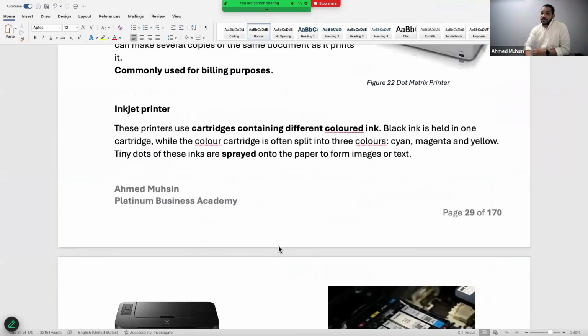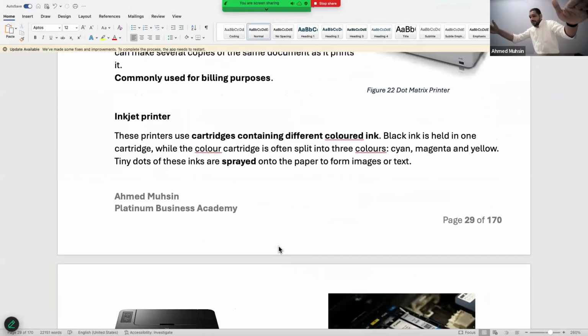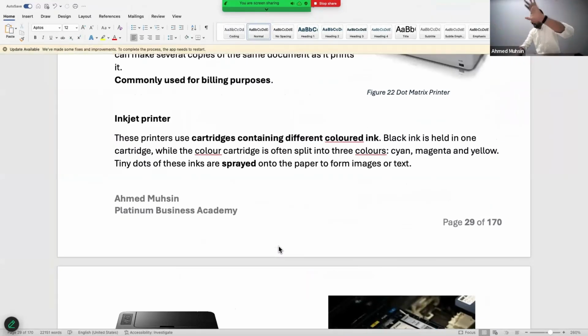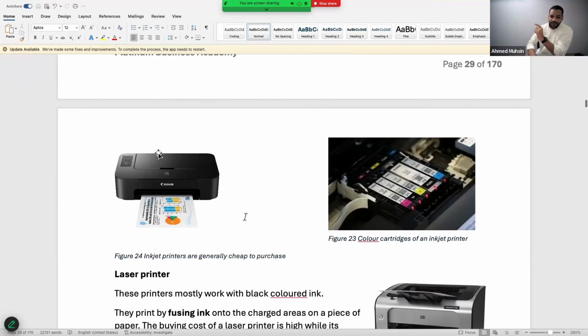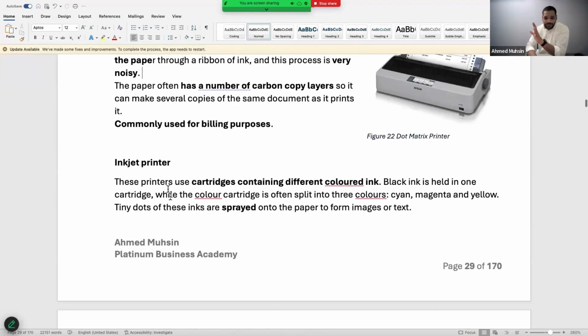Inkjet printers. So if any of y'all are having printers at home, most probably, high chance, it is an inkjet printer. Okay. Can you guys look at the picture of an inkjet printer? It supports what printing? Color printing, right? Inkjet printers generally support color printing. So normally at home, if you have it, it will be an inkjet printer. Okay. Can you guys keep reading it?